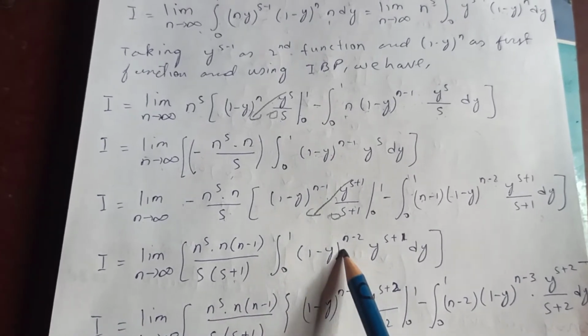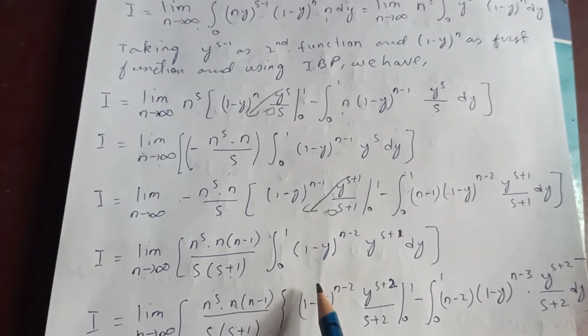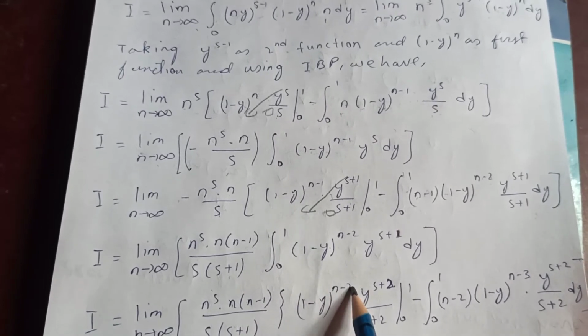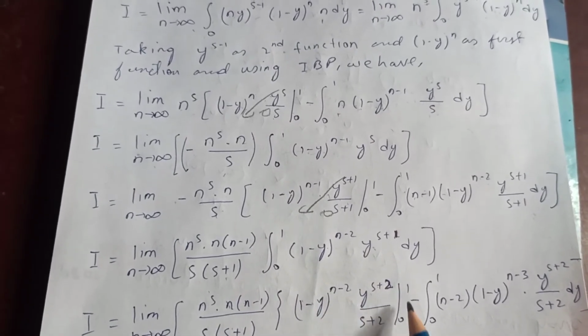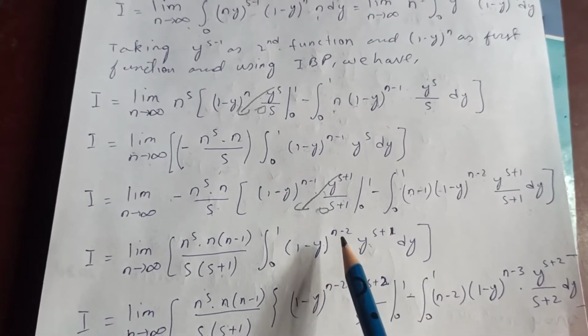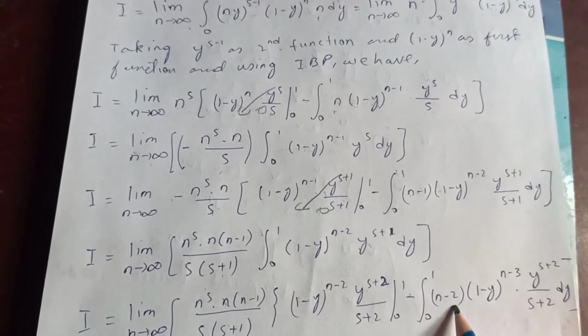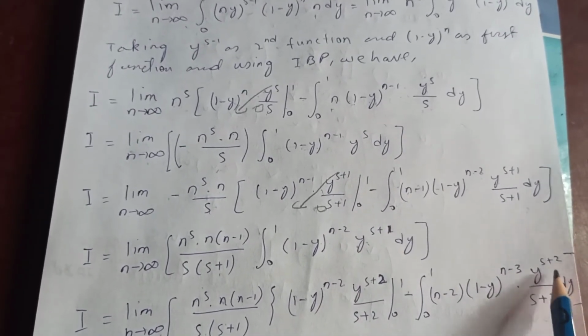So taking this as first function, this as second function again. So limit n tends to infinity, n to the s, n minus 1 by s plus 1. Now integration by parts: take here 1 minus y to the n minus 2, integration of this, y to the s plus 2 upon s plus 2 from 0 to 1, minus the integral from 0 to 1. Differentiation of this is n minus 2, 1 minus y to the n minus 3, integration of this, y to the s plus 2 upon s plus 2 dy. Right? So now next will be this.